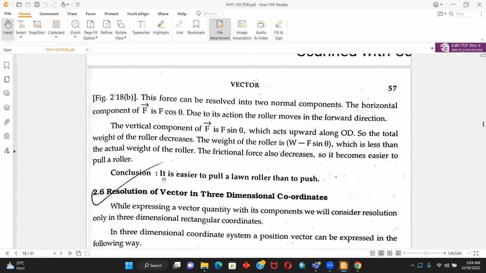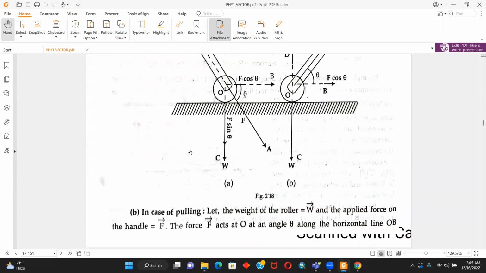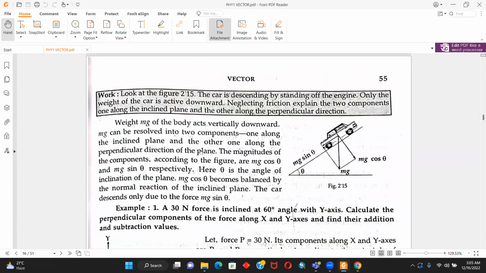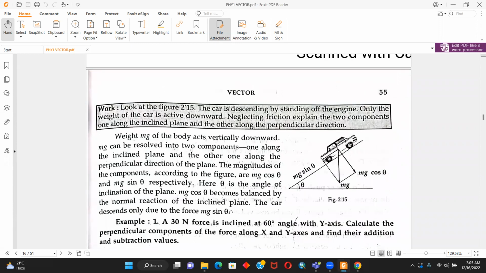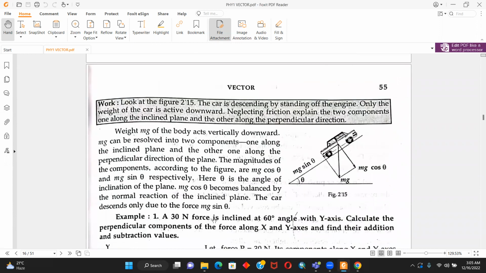Now, let us first of all see the resolution of vector in three-dimensional coordinates. Previously, there are some maths. Let us first check them. So a 30 Newton force is inclined at 60-degree angle with y-axis. Calculate the perpendicular components of the force along x and y-axis and find their addition and subtraction values.